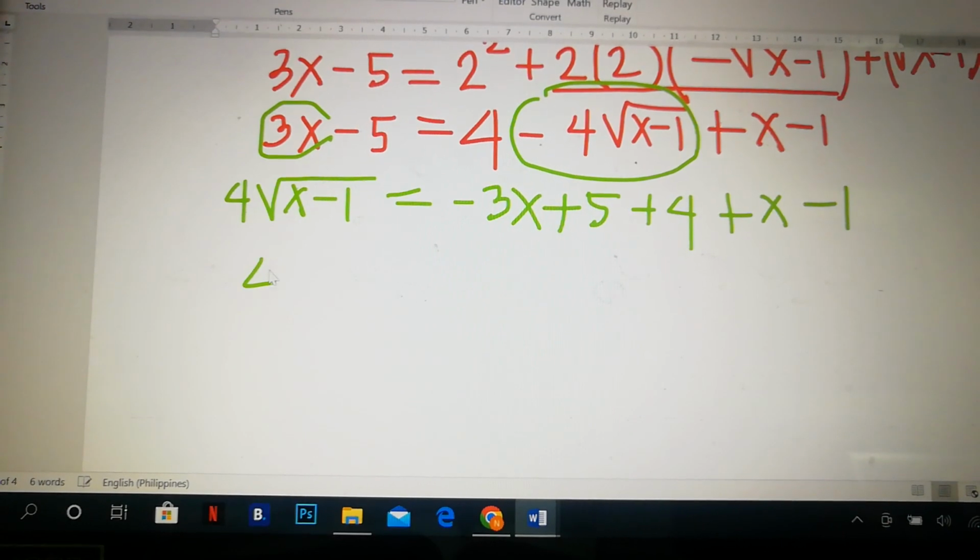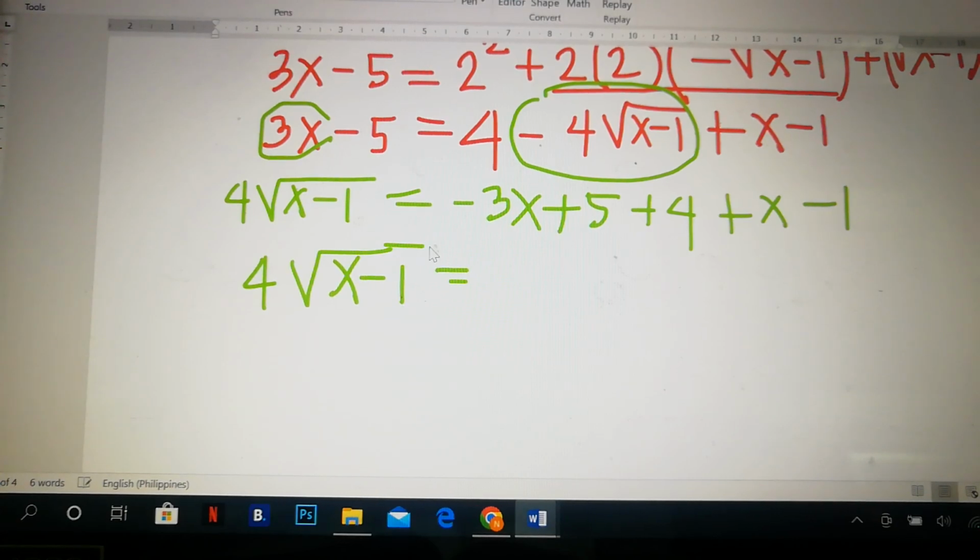Okay, 4 square root of x minus 1 is equal to negative 3x plus x, that is negative 2x. 5 plus 4, 5 plus 4 is equal to 9. Minus 1 is equal to 8. So plus 8.